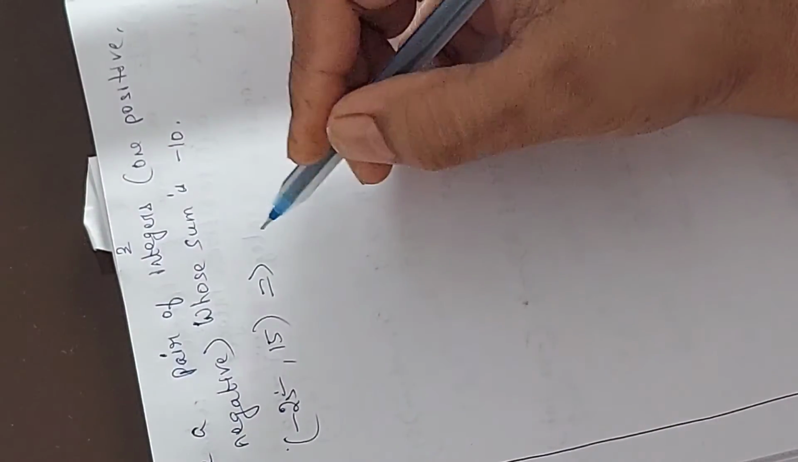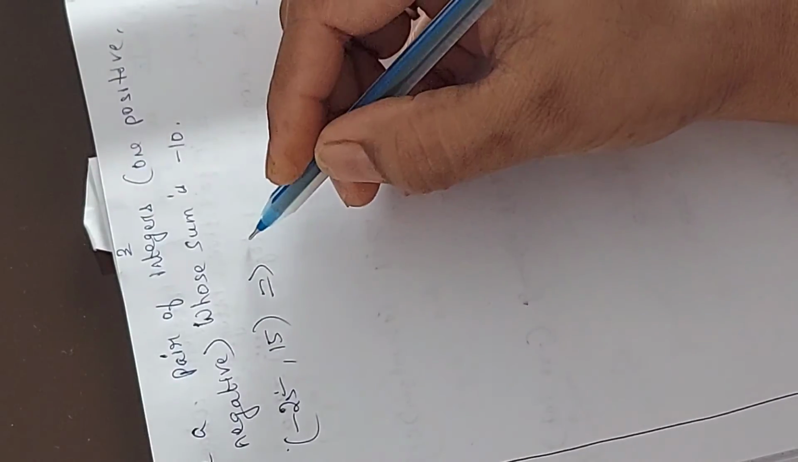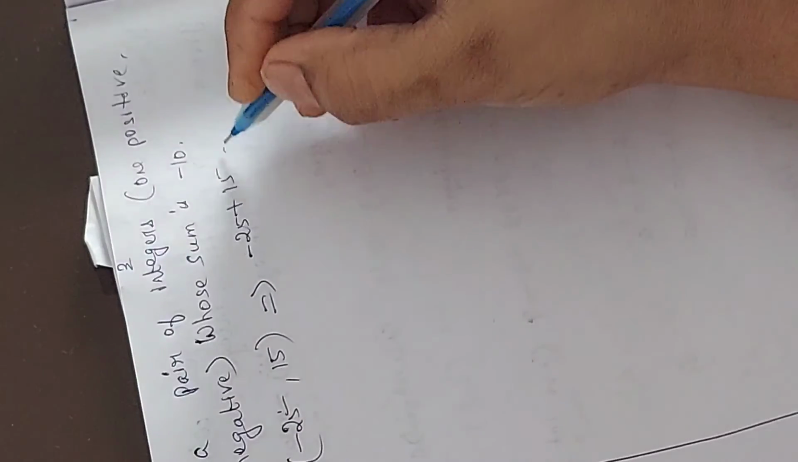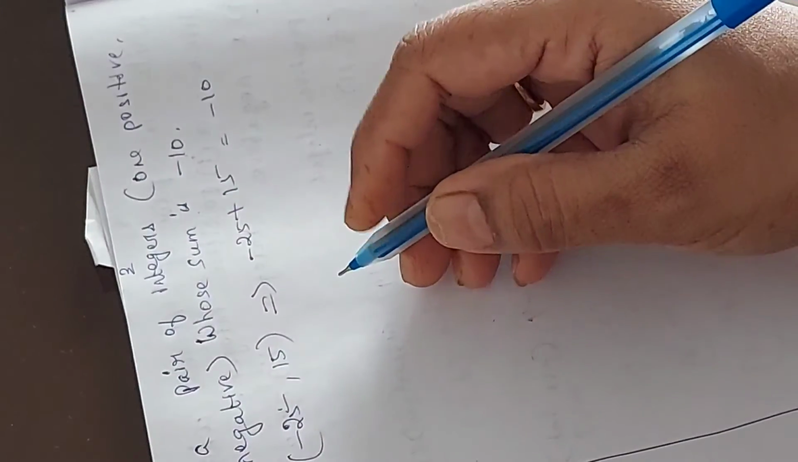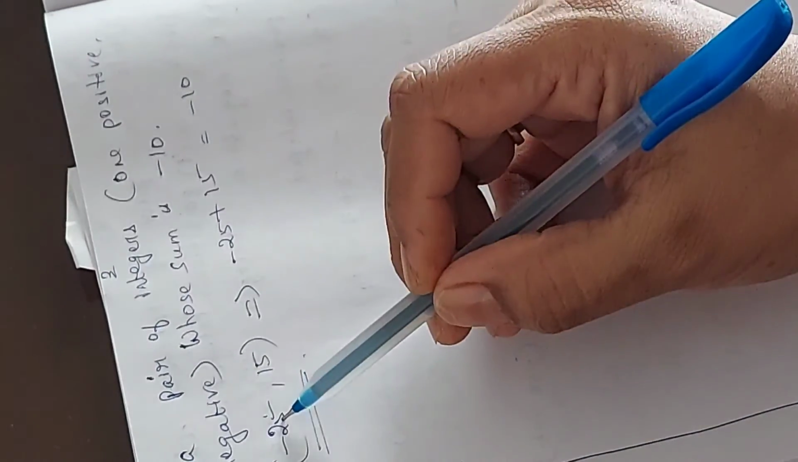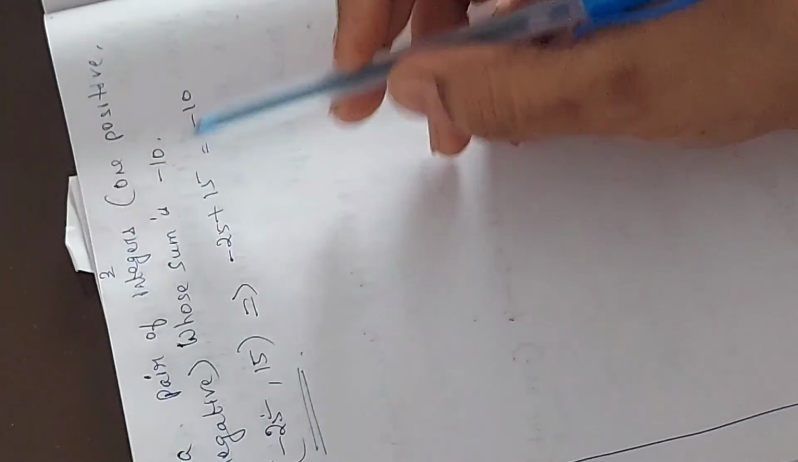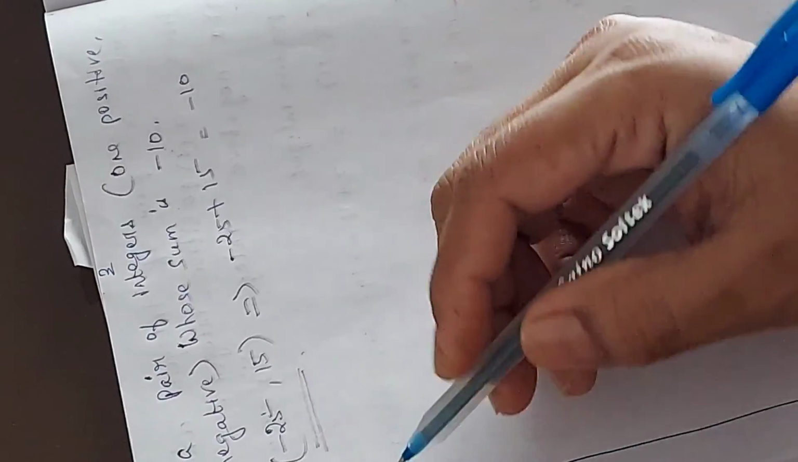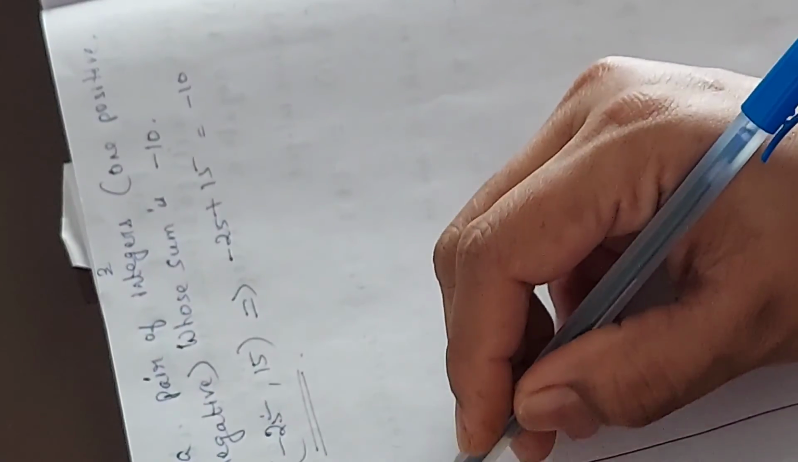Okay children, and 15 I am taking. So if I add minus 25 plus 15, then I will get minus 10 as the answer. Okay children, so the answer is minus 25 comma 15, one negative integer and one positive integer, and the sum is equal to minus 10. Either way you can take minus 35 comma 25, minus 45 comma 35, and minus 60 comma 50, any numbers, but one number should be positive and another negative.